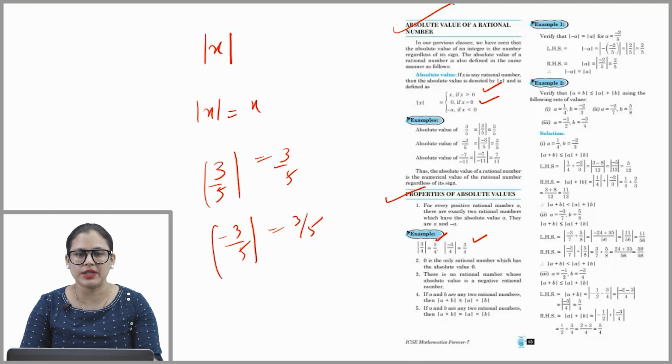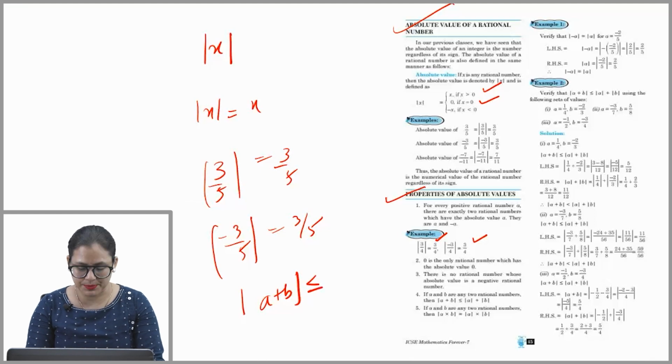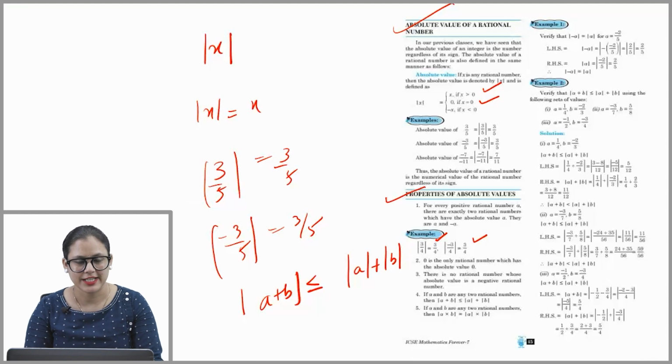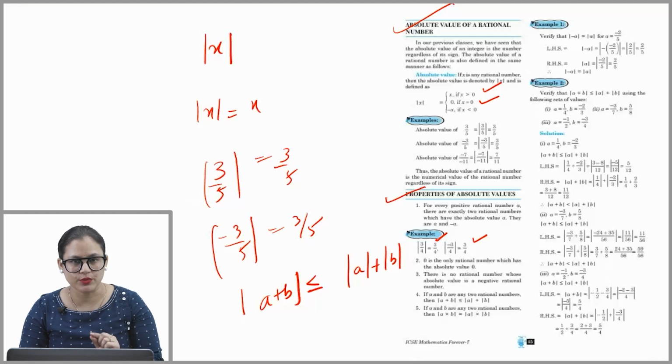Number 4, if a and b are any 2 rational numbers, then absolute value of a plus b is less than or equal to absolute value of a plus absolute value of b, right? Number 5, if a and b are any 2 rational numbers, then absolute value of a into b is equal to absolute value of a into absolute value of b, right?